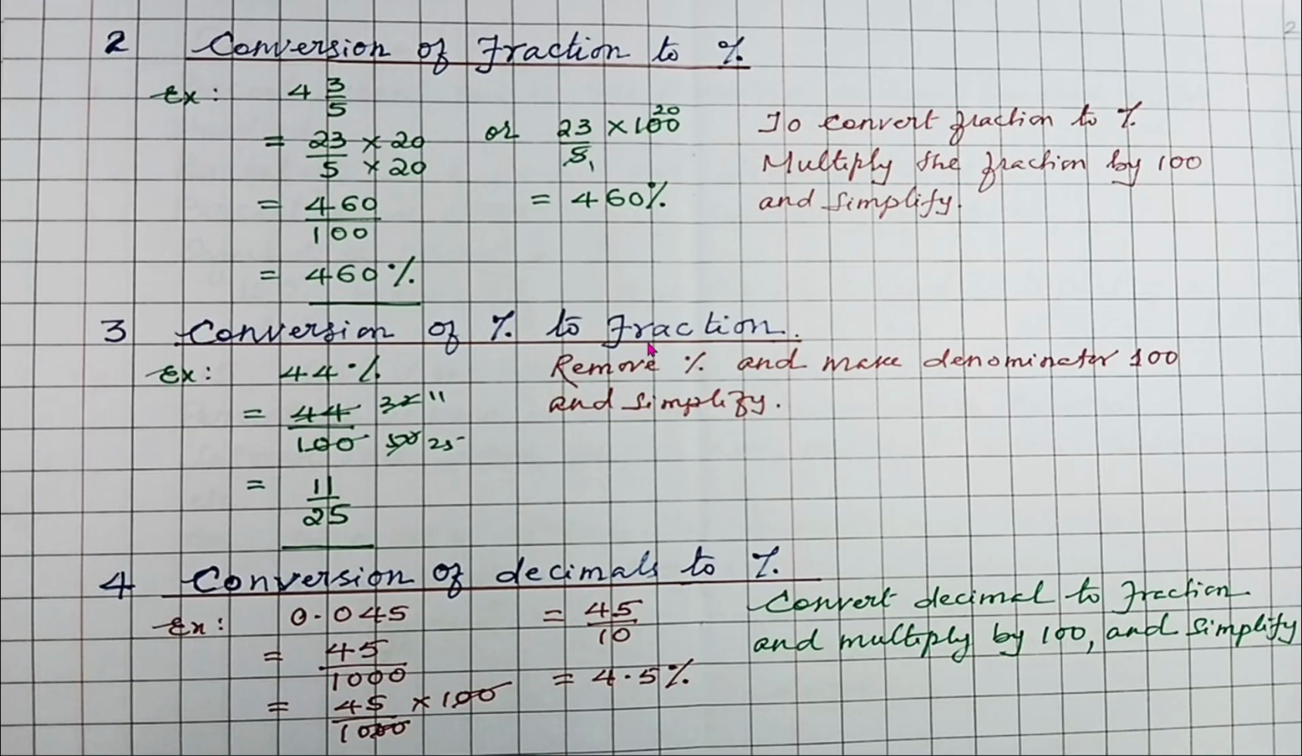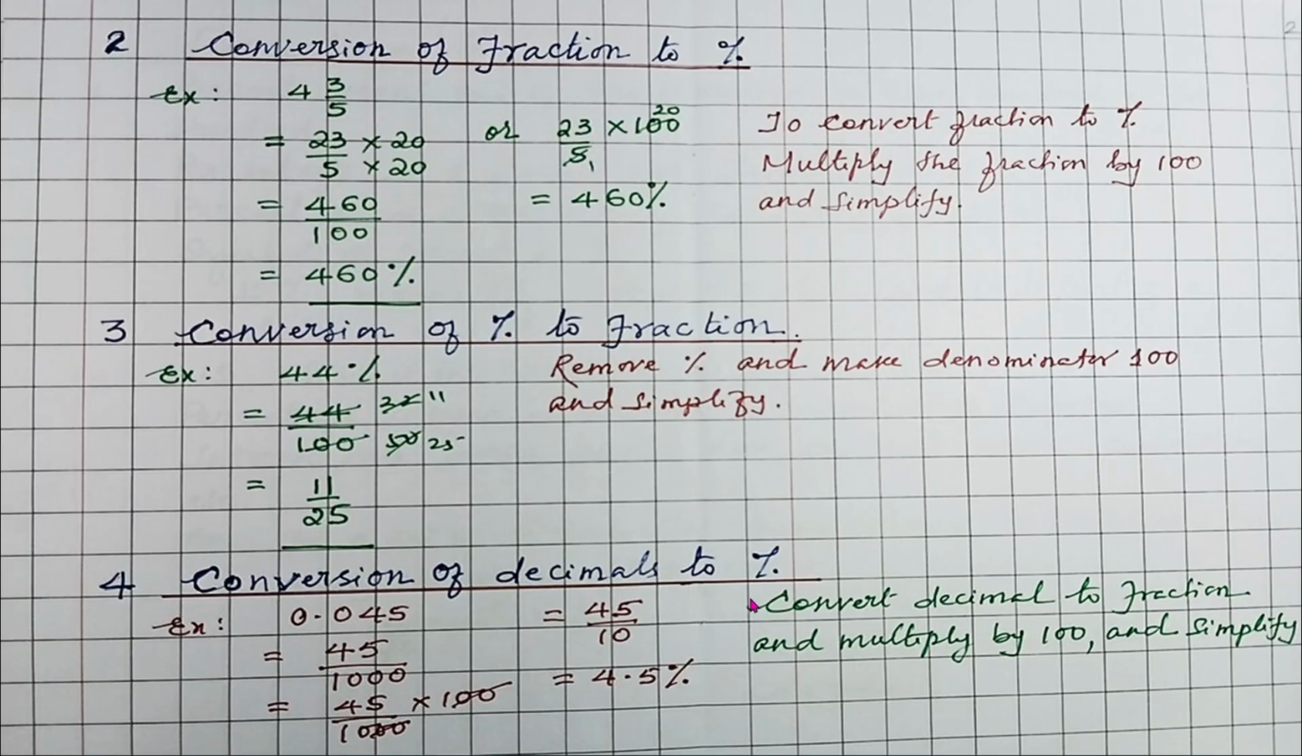Now, conversion of percentage to fraction. Now we have 44% here. Write it as a fraction with 100 in the denominator. So 44% becomes 44 by 100, and then divide 44 and 100 by their HCF. We get 11 upon 25. So that is the fraction which we get when we convert 44%. The procedure is to remove the percentage sign, make the denominator 100 and simplify. Please follow that method.